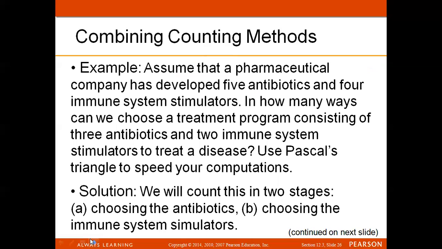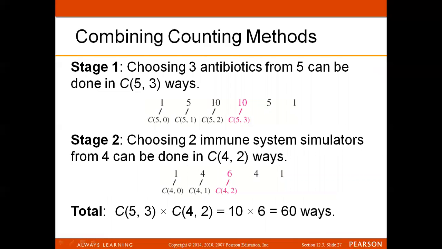Assume that a pharmaceutical company has developed 5 antibiotics and 4 immune system stimulators. In how many ways can we choose a treatment program consisting of 3 antibiotics and 2 immune system stimulators to treat a disease? Use Pascal's triangle to speed up your computations. We will count this in 2 stages, choosing the antibiotic and choosing the immune system stimulator. Stage 1, choosing 3 antibiotics from 5 can be done in combination 5 choose 3 ways.